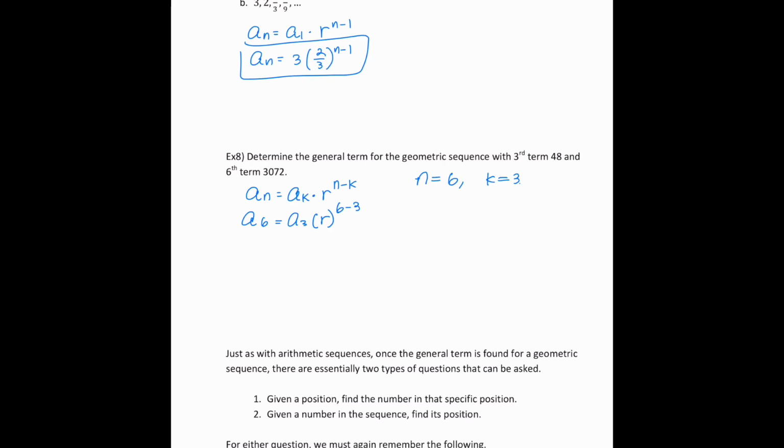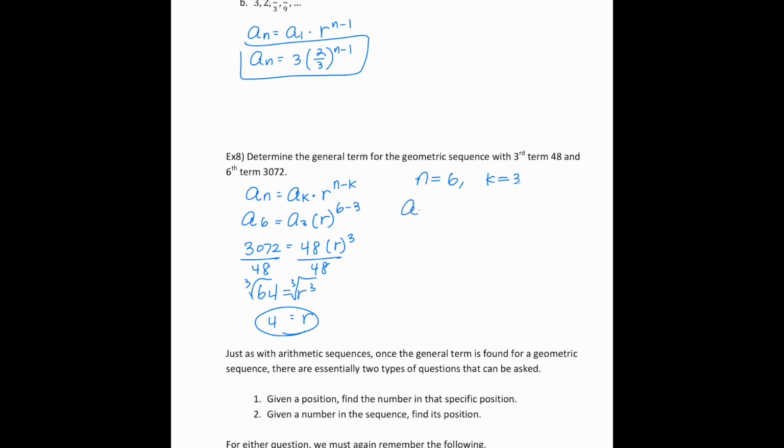So a sub 6 turned out as 3072, a sub 3 turned out as 48, r cubed. Now divide by 48 both sides. So 3072 divided by 48, I have 64 as r cubed. And then cube root both sides, r equals 4. So we need to find the a sub 1.